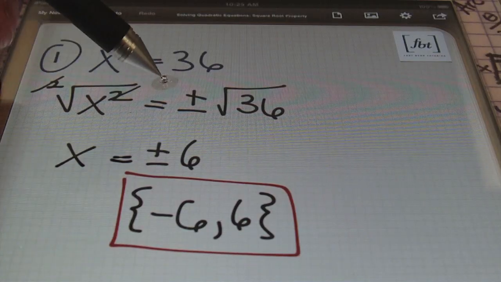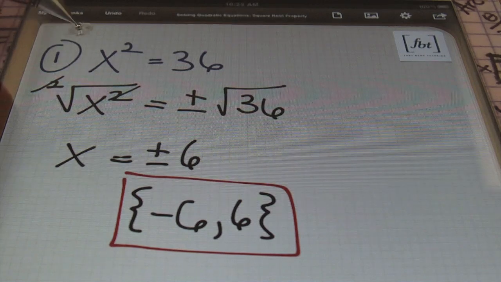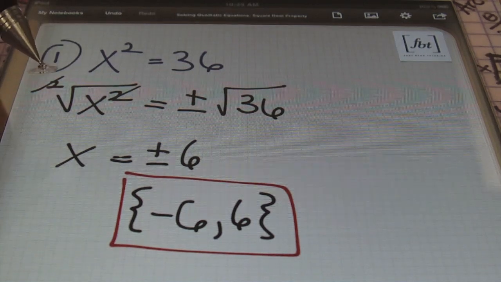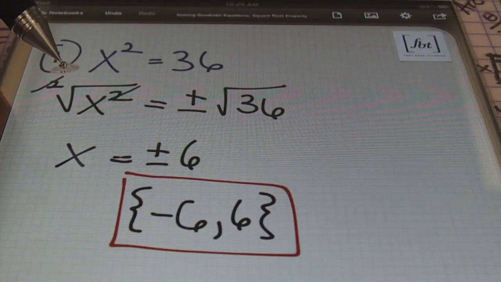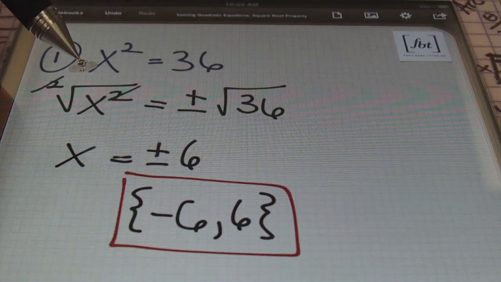And also that is why it justifies us having the plus or minus symbol when we're using the square root property. So once again, with the square root property, you isolate the part that's being squared, and then when you take the square root of both sides of the equal sign, the other side of the equal sign that's not being squared, please put a plus or minus symbol in your process. And that's number 1, ladies and gentlemen.